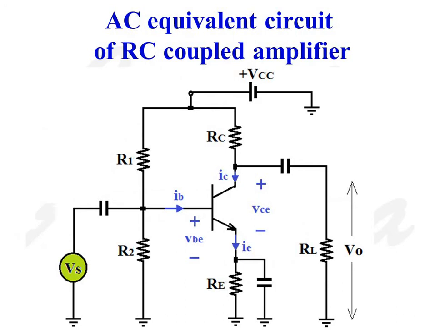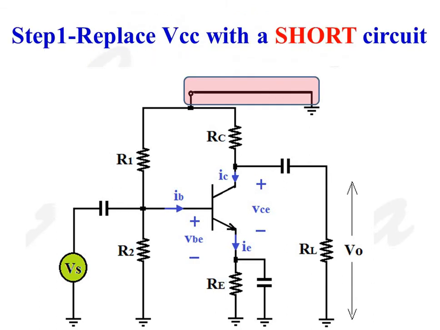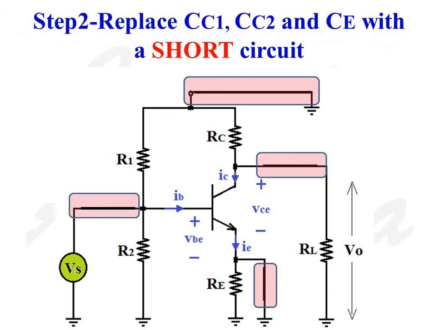So this is the circuit diagram of the RC coupled amplifier for which we are going to do the AC analysis. In this circuit, there is only one DC source, a DC voltage source VCC, and there are 3 frequency dependent components, 3 capacitors CC1, CC2 and CE. So step 1, replace VCC with a short circuit. Step 2, replace capacitors CC1, CC2 and CE with a short circuit.